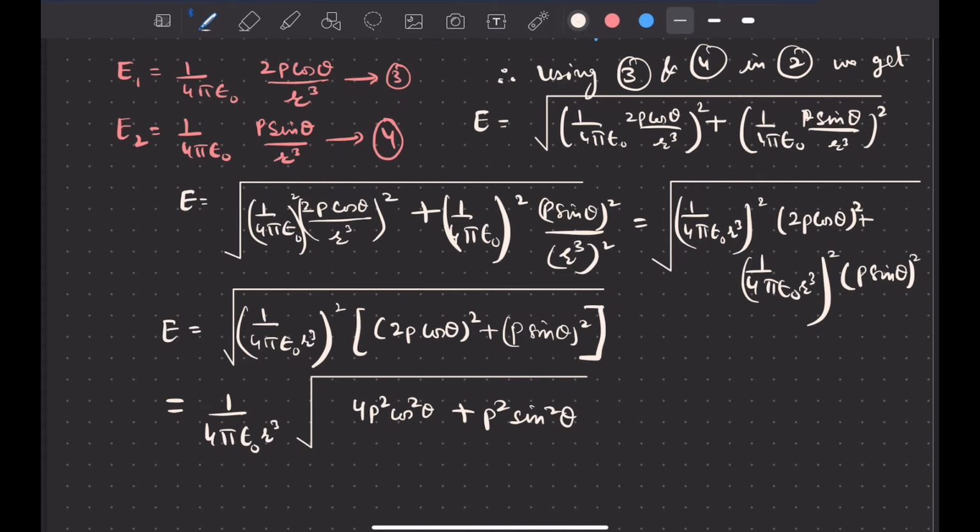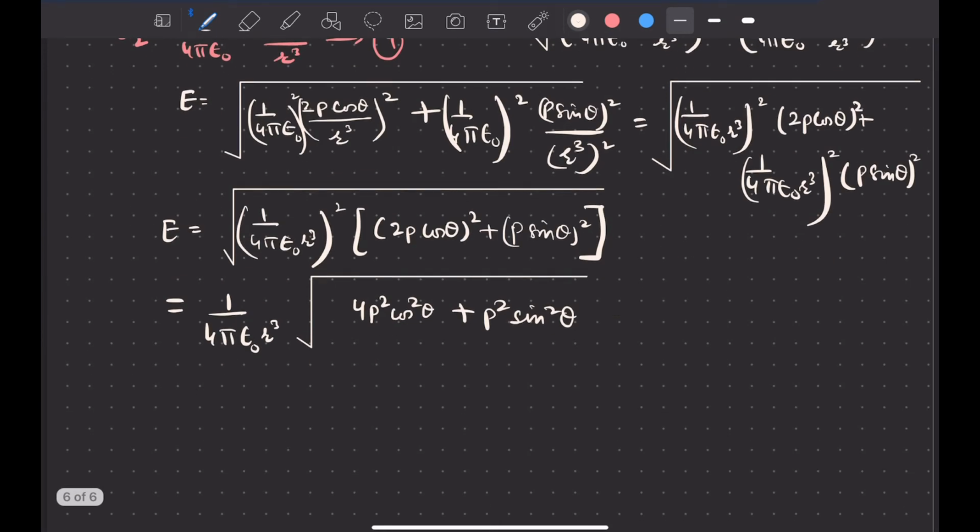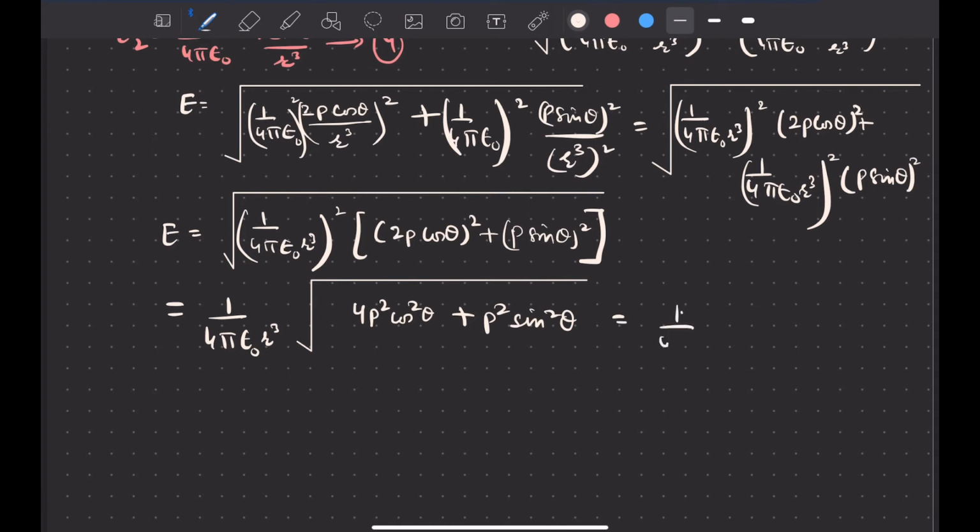Now I can take p square common once again, so I will write 1 upon 4 pi epsilon naught r cube as it is outside the under root, and inside the under root I will take p square common, and I will be left with 4 cos square theta plus sin square theta. Now I will take p square outside, and perform one more calculation, that is p upon 4 pi epsilon naught r cube under root.